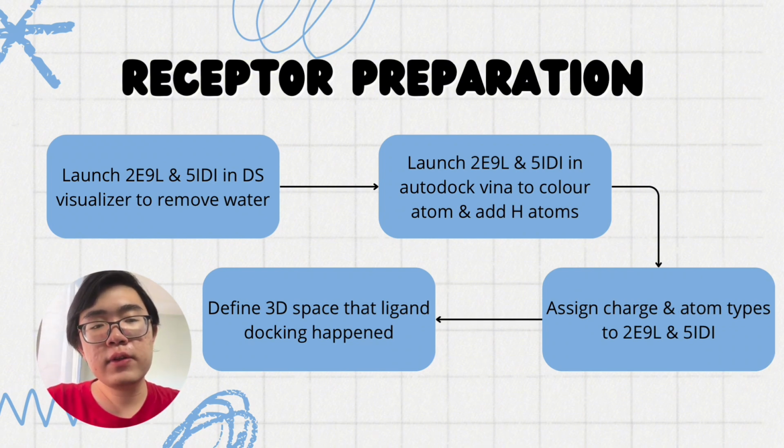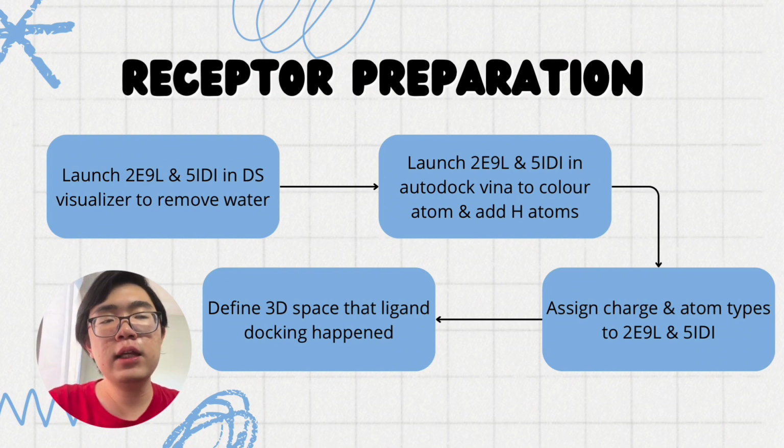Firstly, for the receptor preparation, the two enzymes already saved in PDB format from the PDB database will be launched in the DS Visualizer to remove all the water molecules in the enzyme. And then after that, we will launch these two enzymes again using the AutoDock Tools software to color the atom types and also add the hydrogen atoms. Next, we will assign the charge and also atom type to the enzyme molecule, and then this enzyme will be saved into the PDBQT format for running AutoDock Vina.